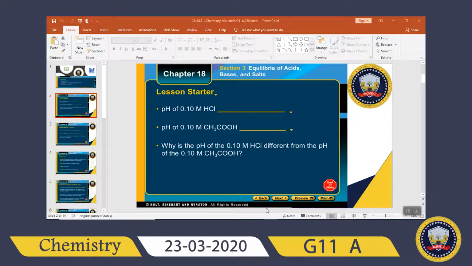Now, let us see the first slide. The pH of the same concentration of different acids are different. Why? This is according to the ionization degree of each one. The more ionized one, which is HCl, has the lower pH, which means more acidic strength. So HCl is stronger than CH3COOH, which is acetic acid.